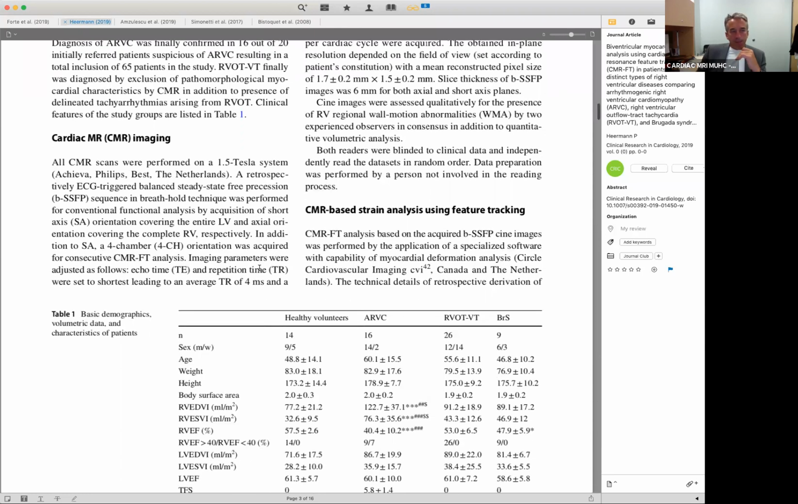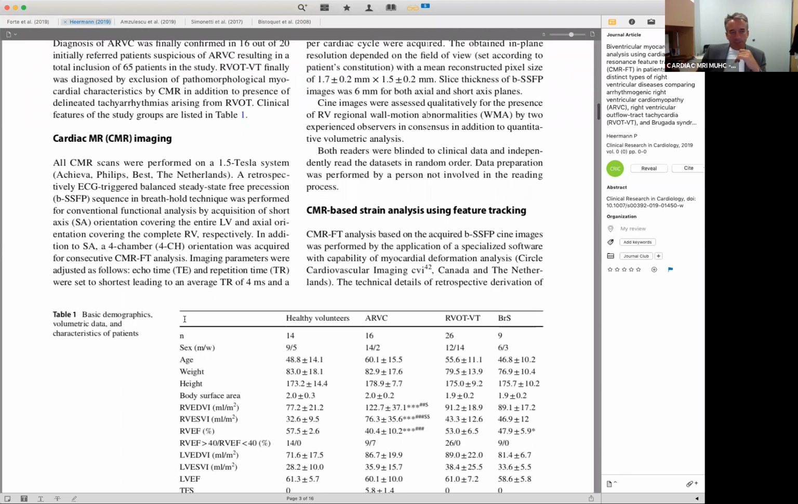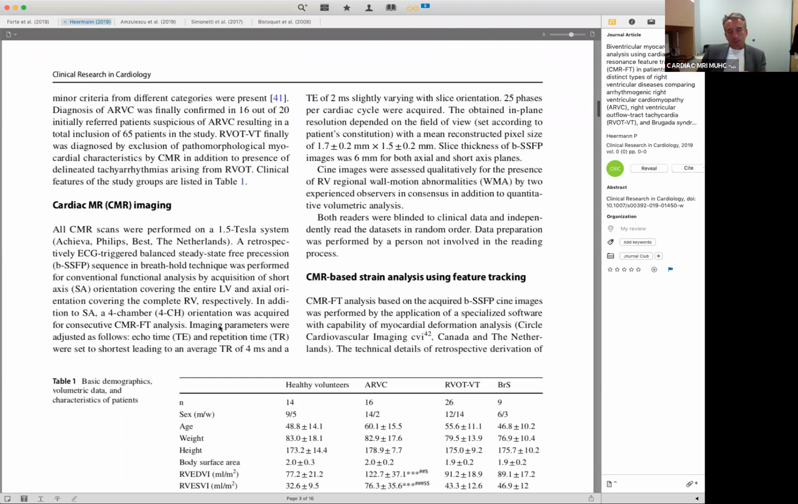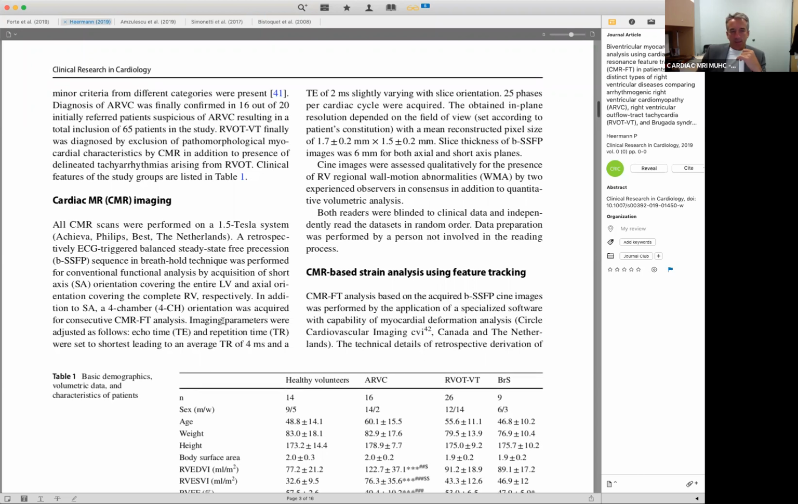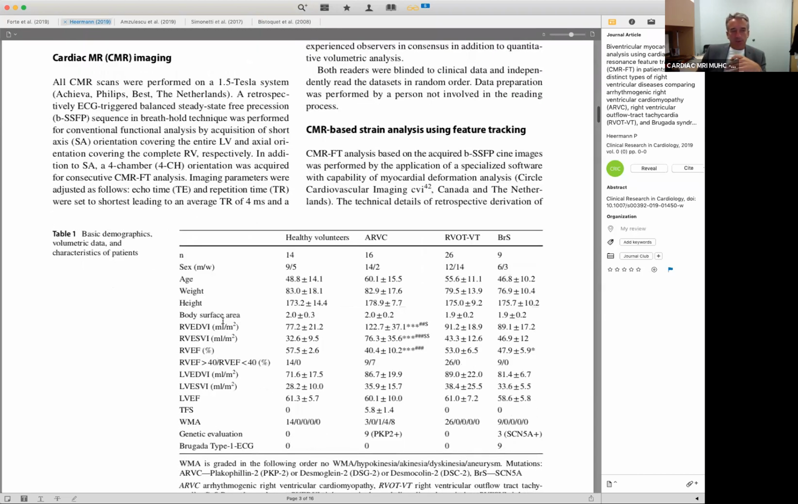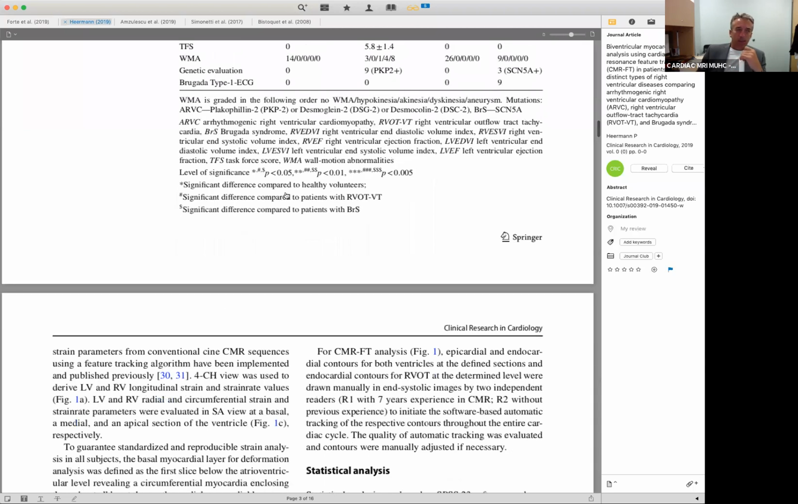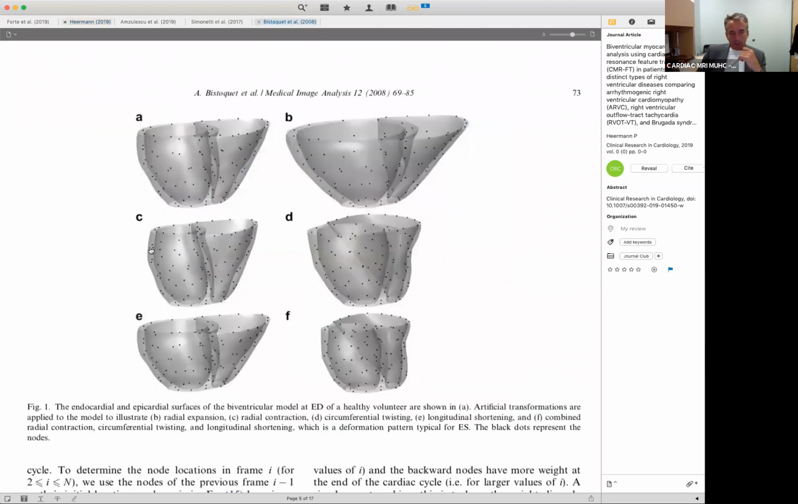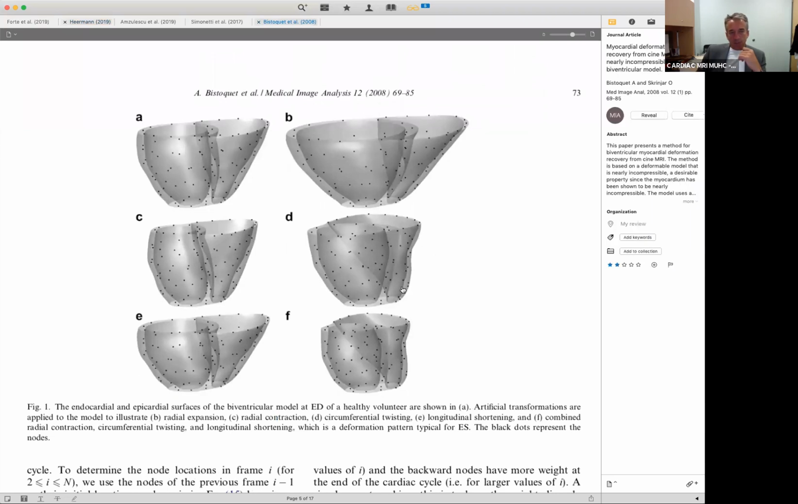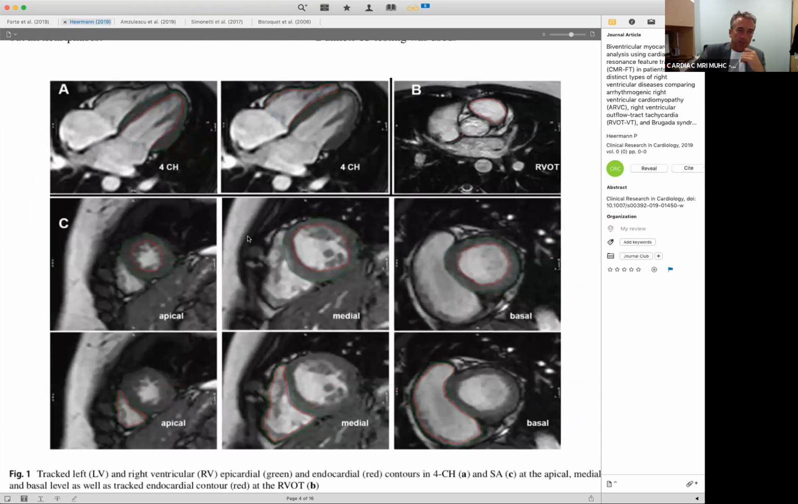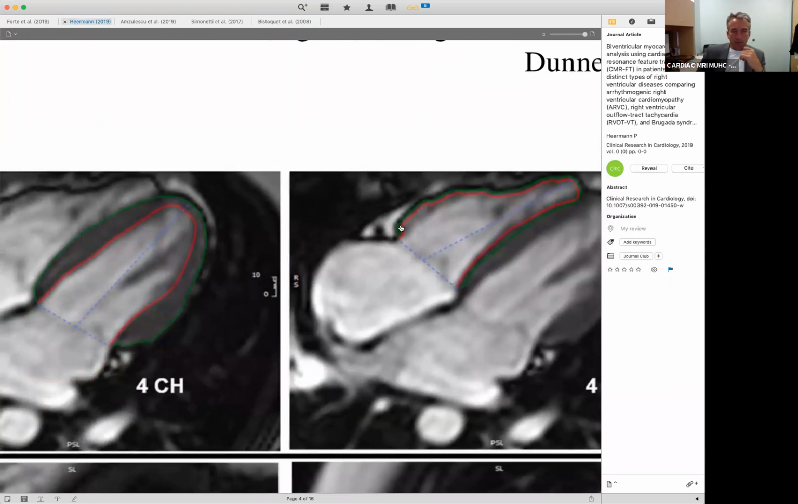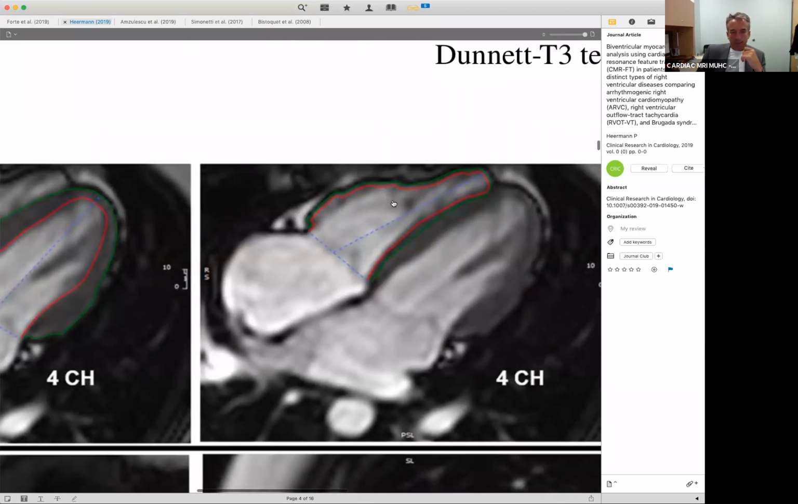So they also performed a 4-chamber view, and then used all these images to analyze and quantify the strain. They used this method that I showed here before by Bistoge et al., where you basically draw the contours. The system will use these contours and the deformation then to calculate the strain. So that's what they did. If you zoom in, you can see that the green contour in the right ventricle indicates the subepicardial, and the red the subendocardial layer.